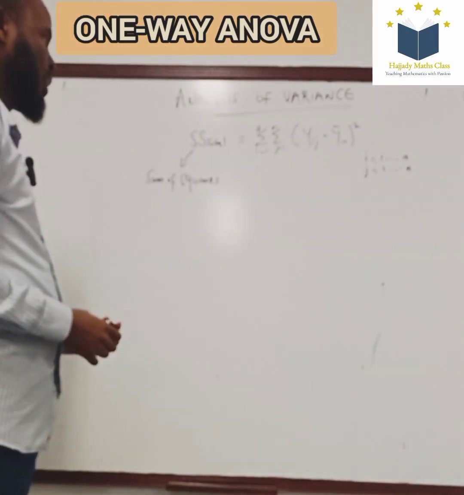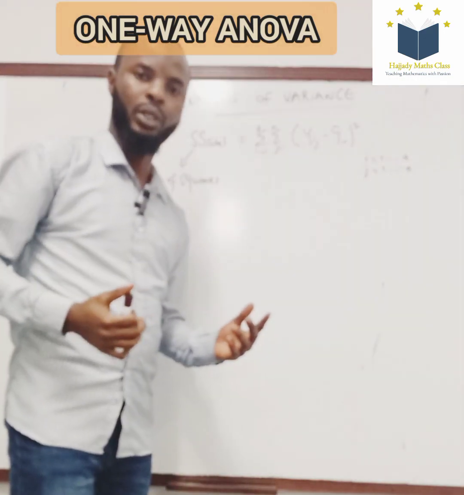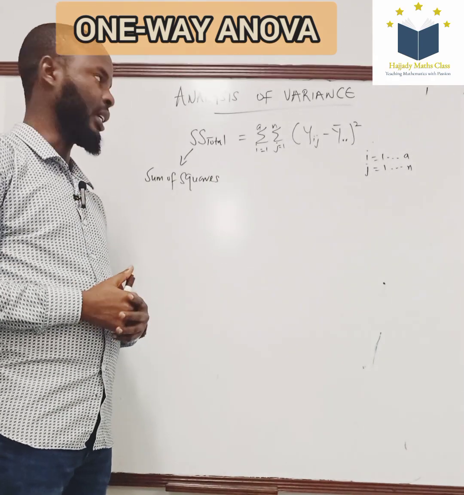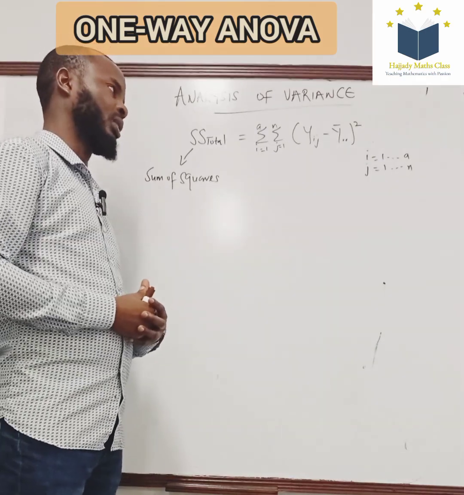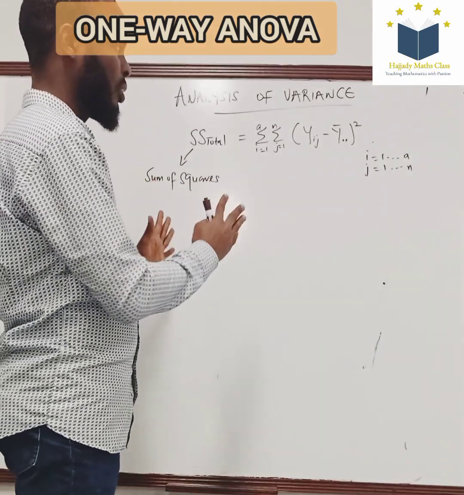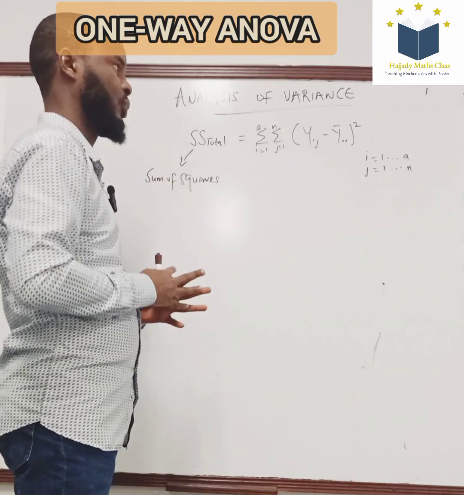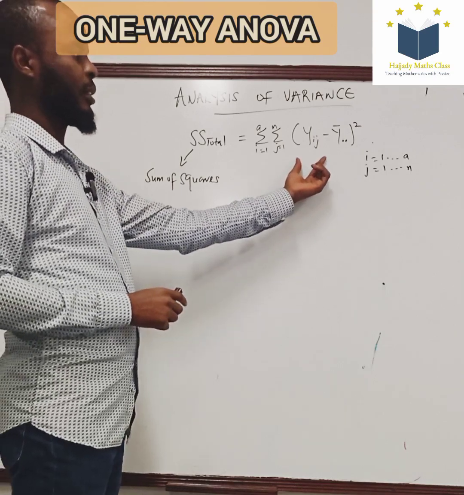When we get to the two-way ANOVA, which is the RCBD, the randomized complete block design, then we can talk about the blocking effect and also the treatment effect. But in this case, we are not considering the blocking. We are only limiting it to the treatment effect.